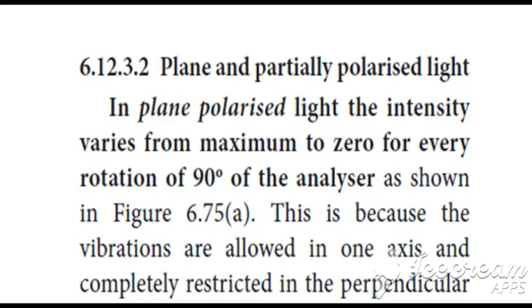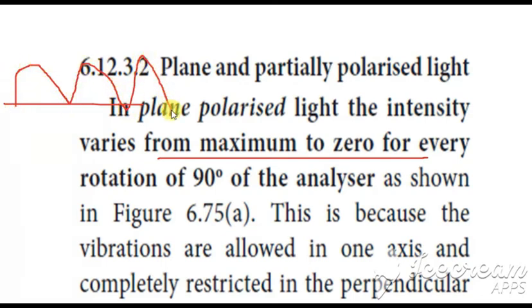Next we are going to see plane and partially plane polarized light. Already we have seen that if the Polaroid is rotated, then the intensity will be decreasing, is it not? Here, if the intensity varies between maximum and 0 when it is rotated through 90 degrees, that is called plane polarized light. Clear? So if the intensity varies between maximum and zero, that is called what?